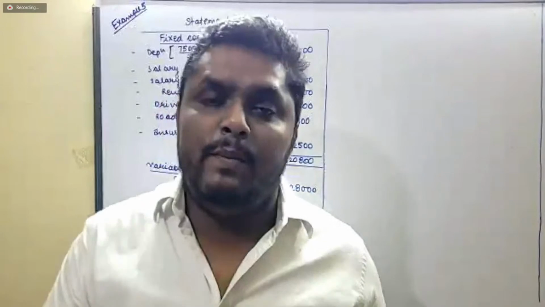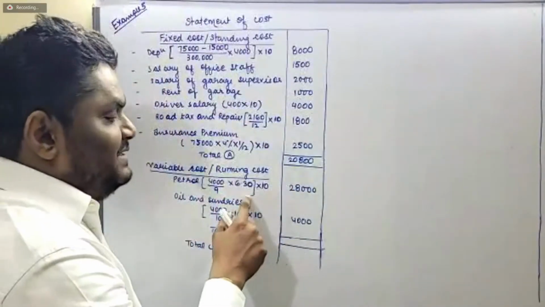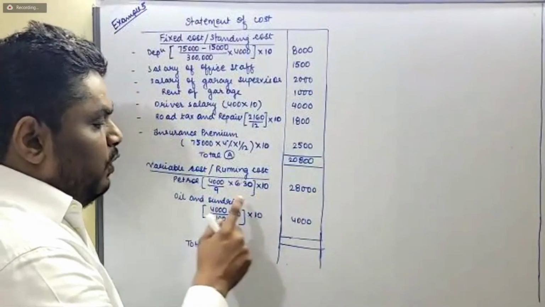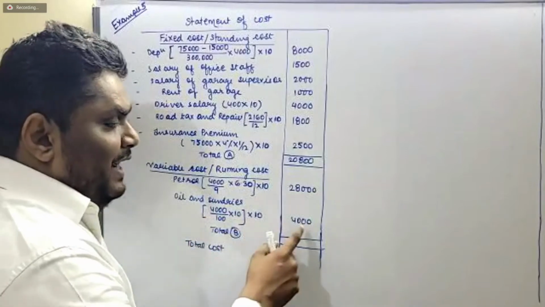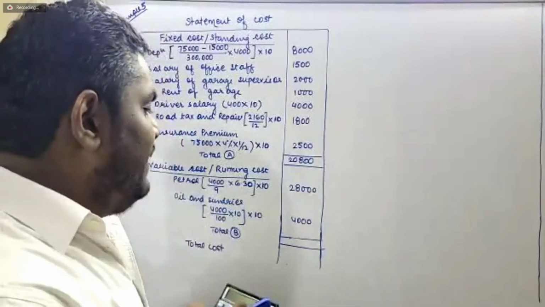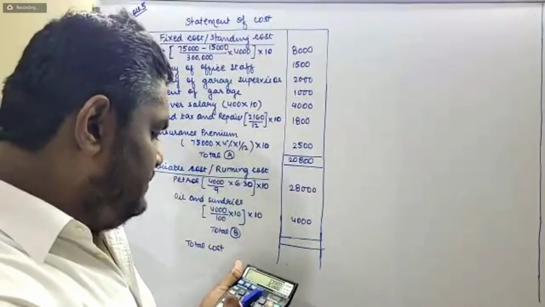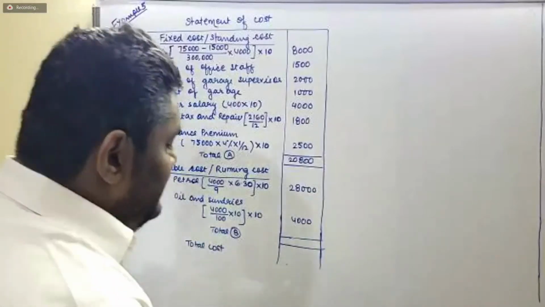A small mistake from my end. When talking about the petrol cost, this is for per taxi. So for 10 taxis, it will be 28,000. For oil and sundries also, this is per taxi. So for 10 taxis, it will be 4,000. So herein my total cost will be 28,000 plus 4,000 plus 20,800. So this will be 52,800.